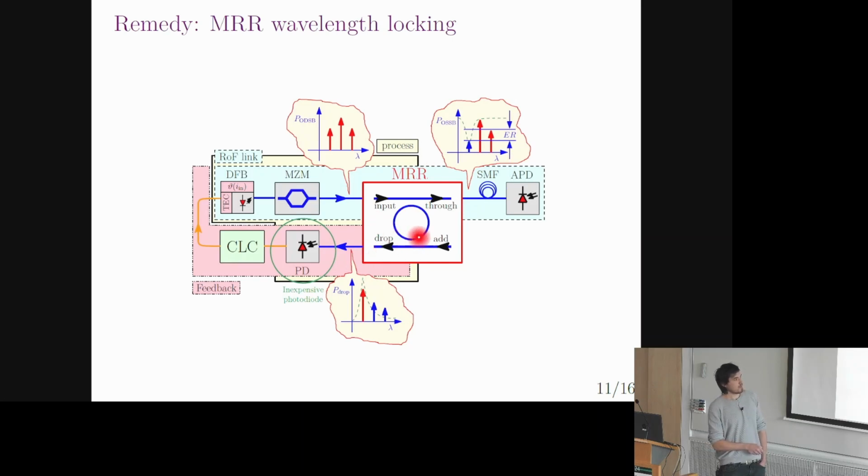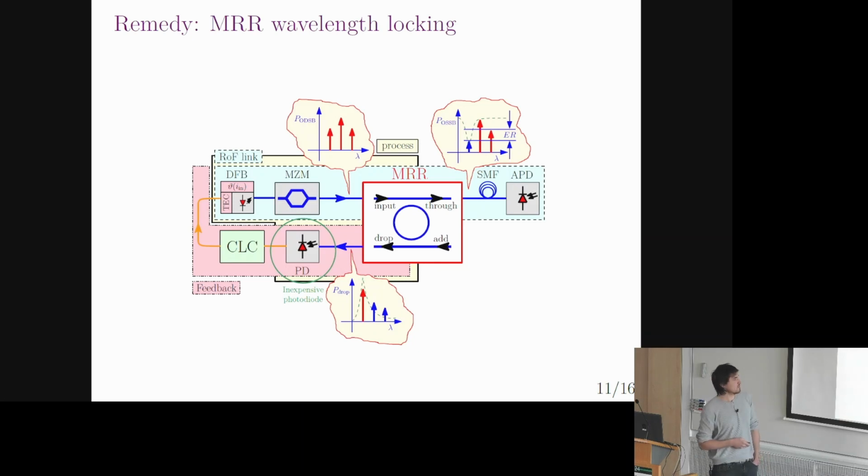So the idea is to use that energy as a feedback signal, to provide the feedback information to our control loop system in order to lock the wavelength of the laser to the wavelength of the microring resonator. So we chose that approach.